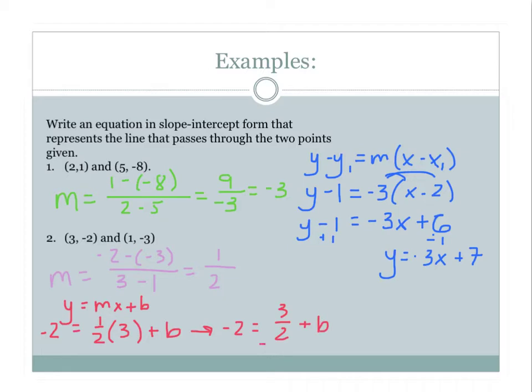We're going to subtract that 3/2 from both sides. Remember that -2 is the same thing as -4/2. So -4/2 minus 3/2. And so remember that a negative minus a number is a negative plus a negative. So that's going to be -7/2.